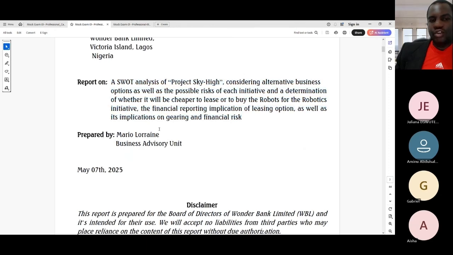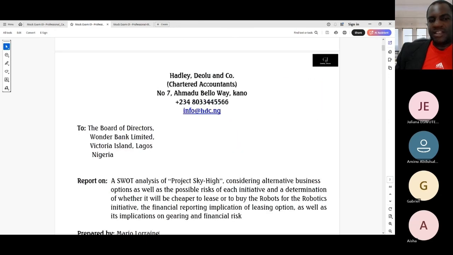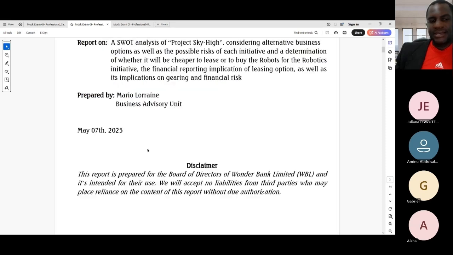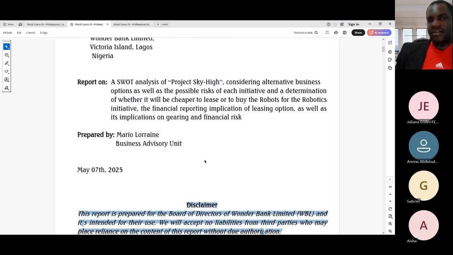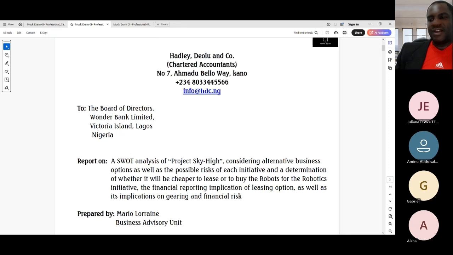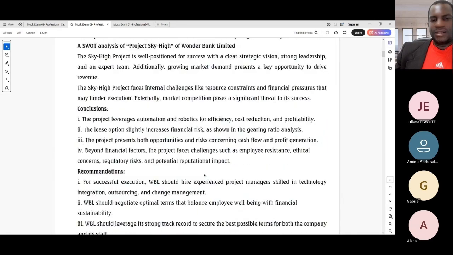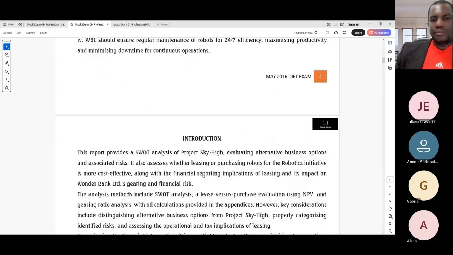Then prepared by you. So some people prefer writing the audit firm's name. It is okay, but I prefer writing my name. Who am I in the case? Then the date. And for an external report, there must be a disclaimer. If you don't write a disclaimer, it's going to deduct 2 marks for external report. The disclaimer is very, very essential. Please take note of that. So after you've done your cover page, you pick 4 marks. We go to the executive summary, which is page 2 and 3, and you pick 20 marks.